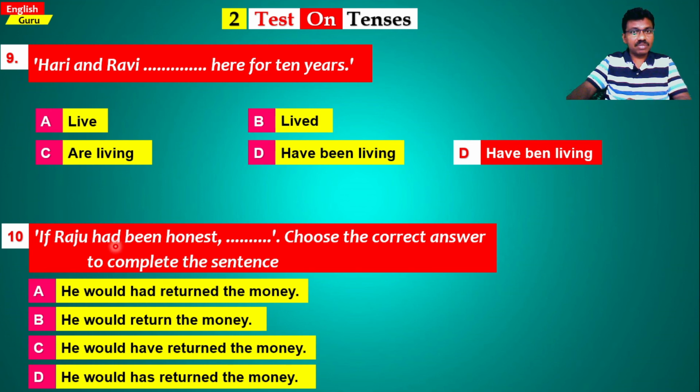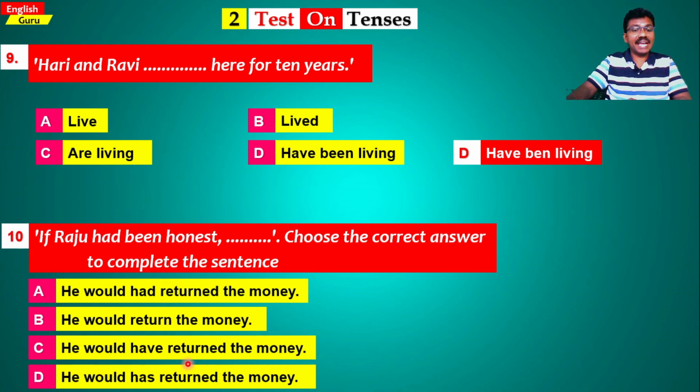So in the if clause, we have already discussed earlier, if the if clause contains had been, that is past perfect tense, and main clause will take would plus have plus verb 3. And let us see the structure, would plus have plus verb 3. Would had, no, it is had. So option A is wrong. Would return, there is no have here and there is no verb 3. So option B is also wrong.